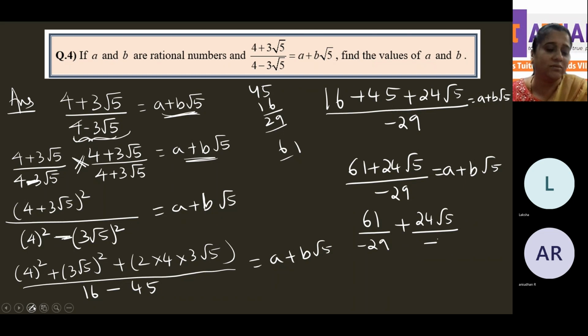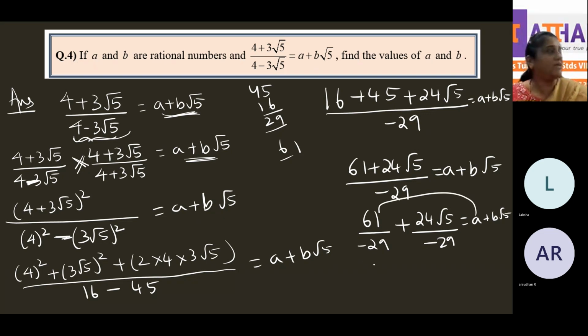Or you can take the minus sign to the numerator. Okay, this is also fine. This is understood. Is equal to A plus B root 5. So what is A when you compare? A is equal to 61 by -29 or -61 by 29. -61 by 29 is A. But B, I'll write it here. B root 5 is equal to what? 24 root 5 by -29. Correct? Root 5 and root 5 cancel. So B is equal to -24 by 29. That's all. Got it? That's all.